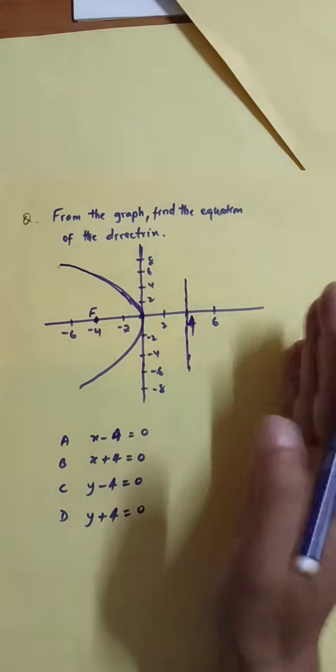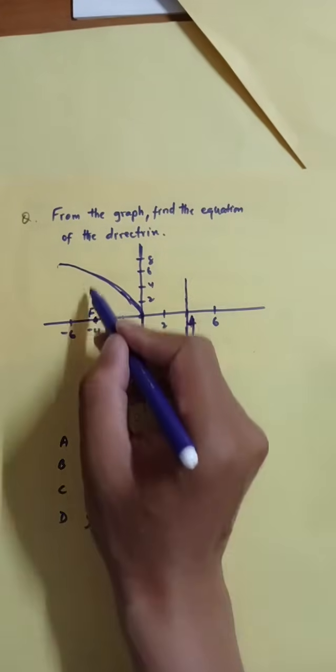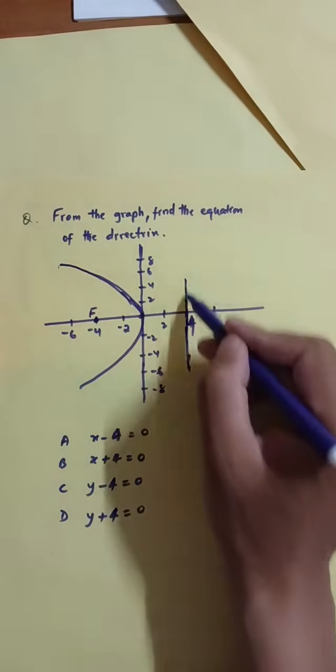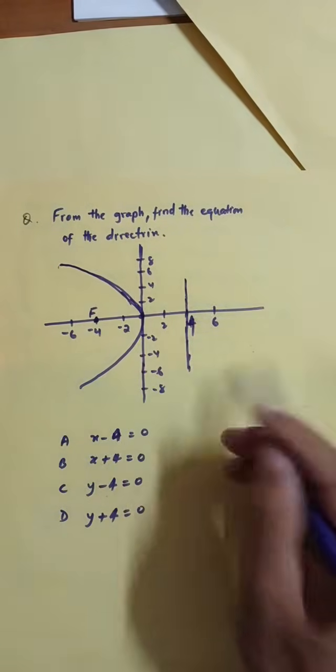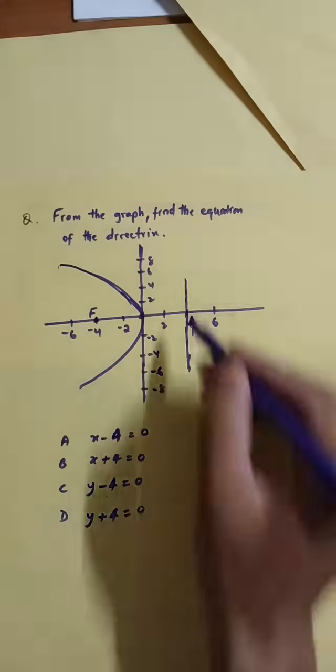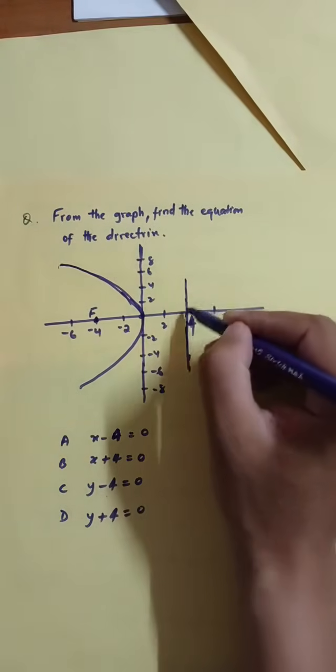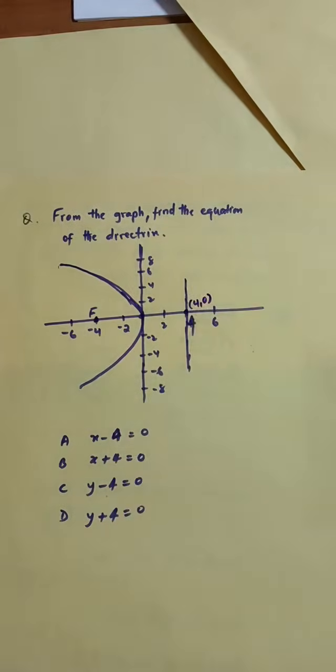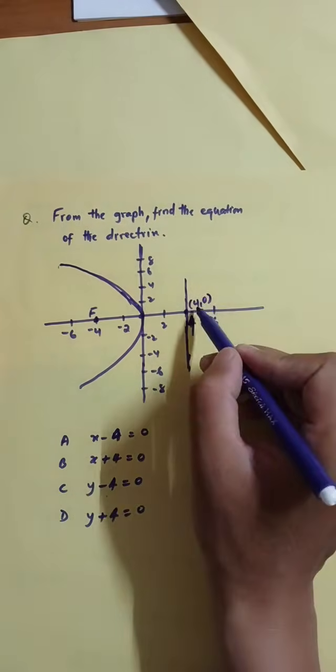Opposite, the focus is inside and the directrix is outside, at equal distance. So what is this point now, what are the coordinates? The coordinates are 4 comma 0. So the x coordinate is 4.